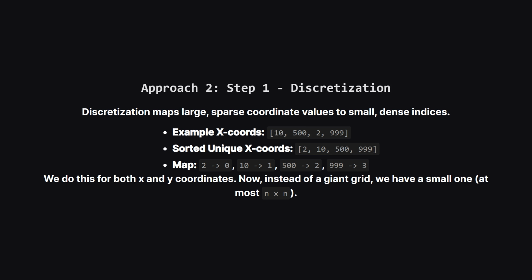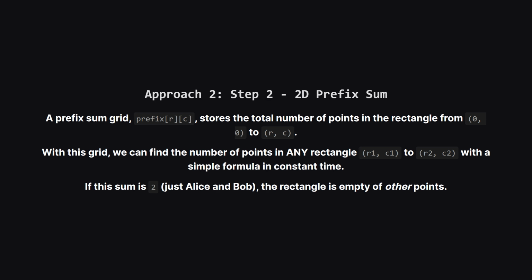Once we have our compressed grid, we build a 2D prefix sum array on it. Think of it like a running total, but in 2 dimensions. Each cell in this prefix sum grid tells us the total number of points in the rectangle, from the top left corner of the grid, all the way to that cell. The magic is that with this pre-calculated data, we can find the number of points in any rectangle on our grid, with just 4 lookups and a little bit of arithmetic. It's an incredibly fast way to query rectangular regions.